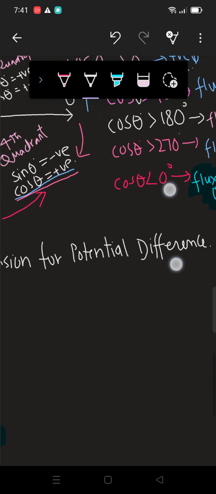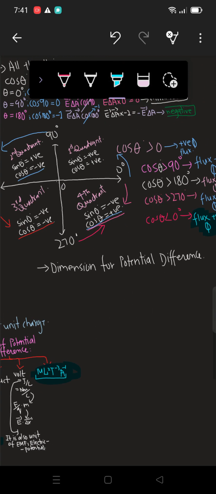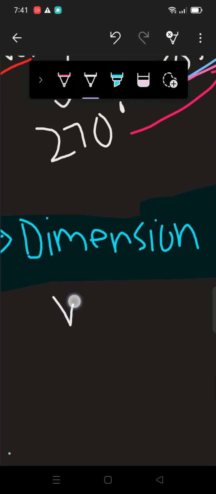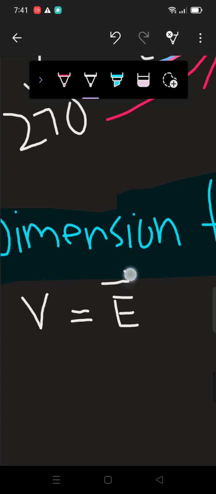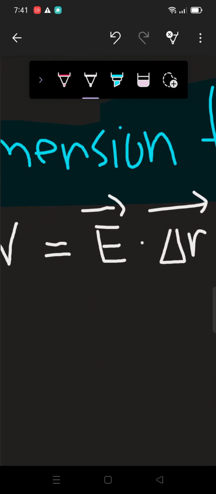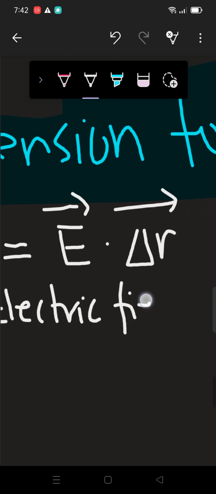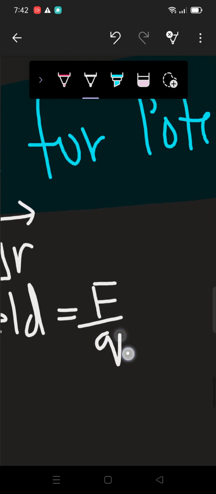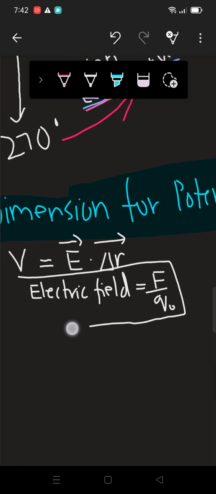Alright, today we'll be deriving the dimension for the potential difference by using the formula. We know that the potential difference, which is denoted by V, volt, is equal to the dot product of electric field intensity and the displacement, which is a vector quantity as well. And the electric field, when we were discussing electric field, was equal to what? It was the ratio of the force per unit charge.